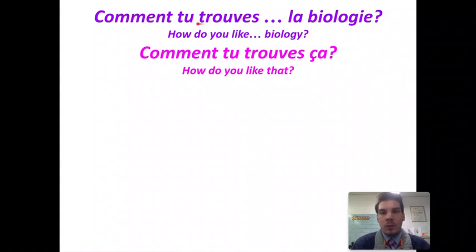This verb trouve, the infinitive is trouver. It is a regular ER verb, which you should know what that means by now. And it means to find. So translating the sentence literally, it would be, how do you find biology or biology class? However, in English, we don't really use the verb find in that kind of way too often. So we would more likely say, how do you like biology? But just know the infinitive trouver can mean to find or to like.